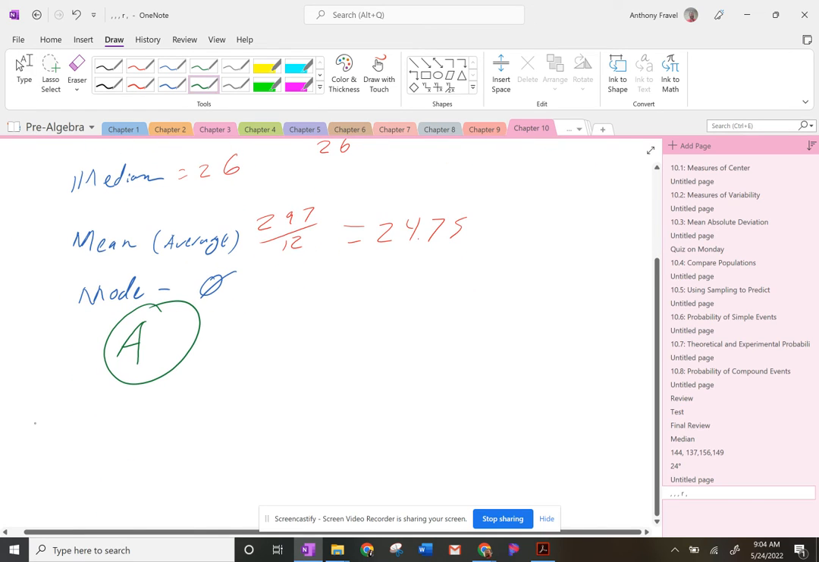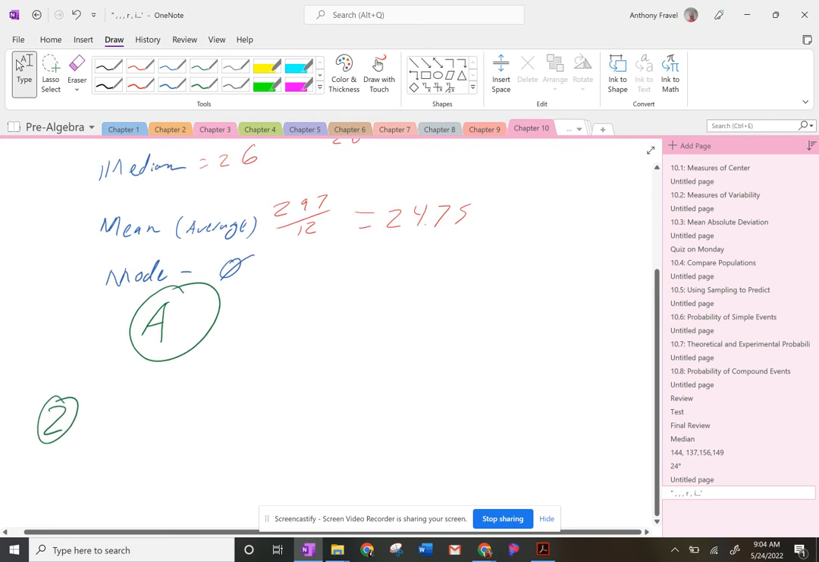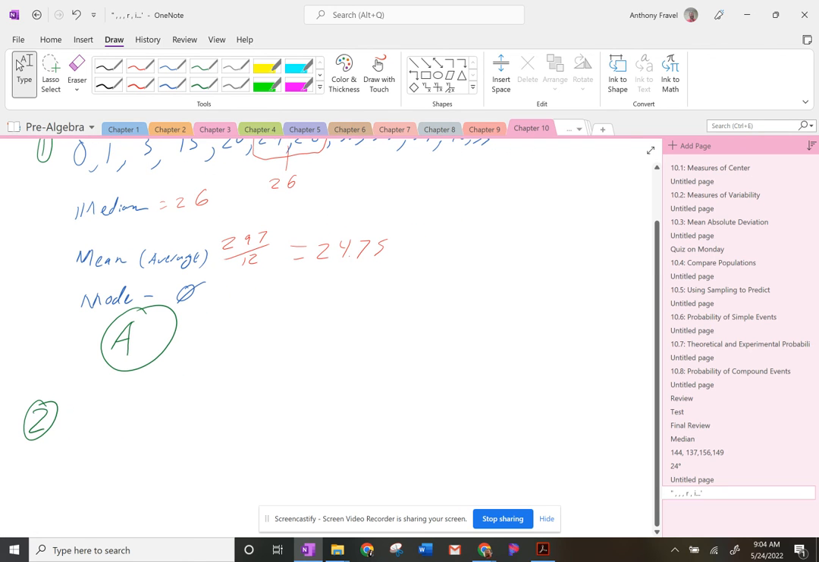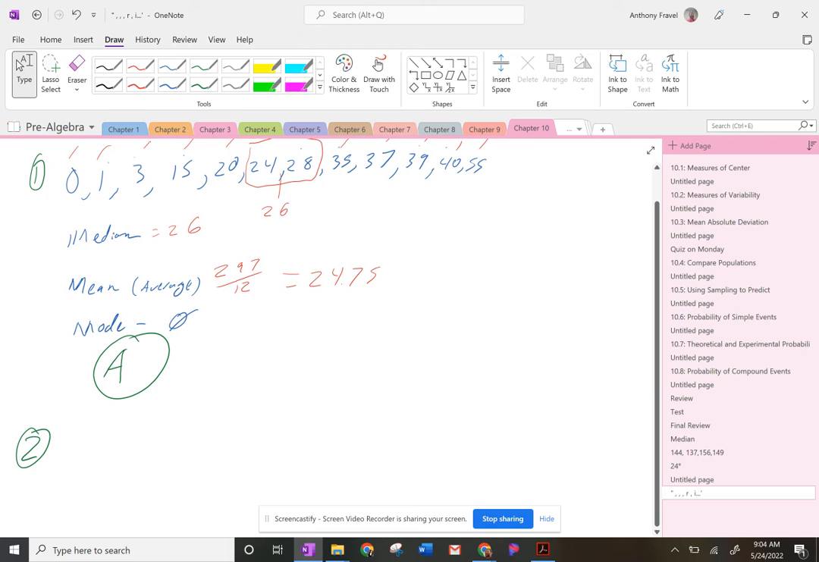On to number 2. It says a manufacturer wants to claim that it has a low cell phone return rate. Choose the best measure of the center for the manufacturer to use. I'm going to try to figure out the best measure of the center. I know for sure it's not going to be the mode. I'm not looking for the one that happened most often. So for sure I can count off letter C and letter D. Those really aren't going to give me my best results. I'm looking for either the mean or the median.